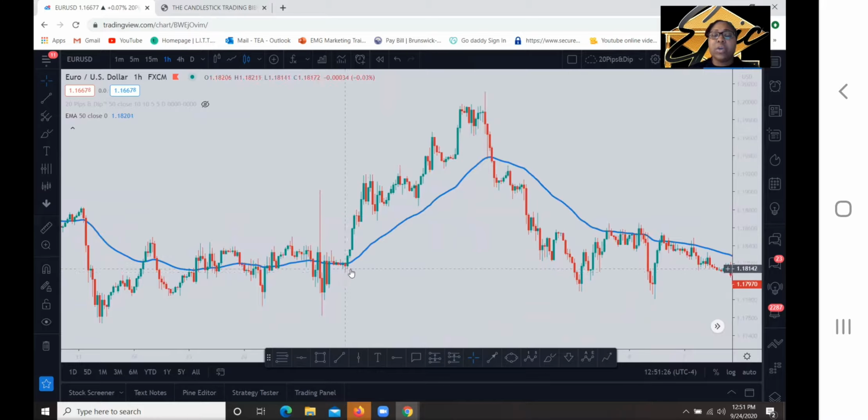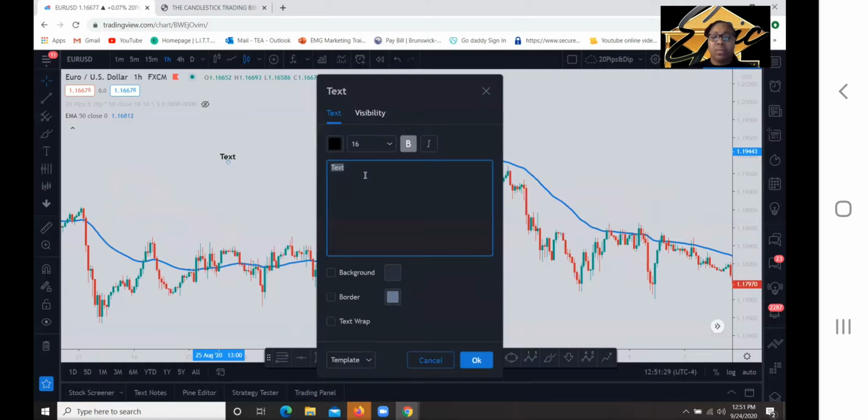So we can see here when we're above the moving average, we're looking for buying opportunities. When we're below, we're looking for selling opportunities.